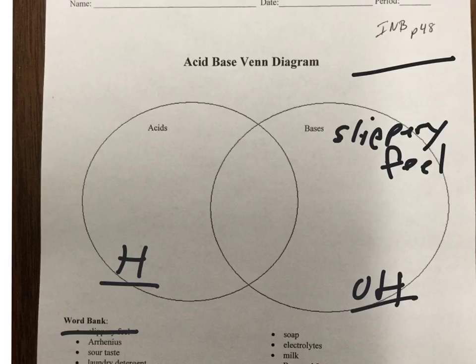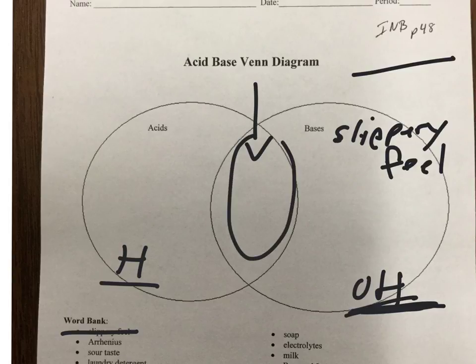If there's an OH at the end, then that means it's a what? It's a base. What was that other one, what was in the middle of the Venn diagram? Anything that has properties of both an acid and a base. Like, let's say I say something like electrolytes. Both acids and bases are electrolytes, so it would be in the both section.